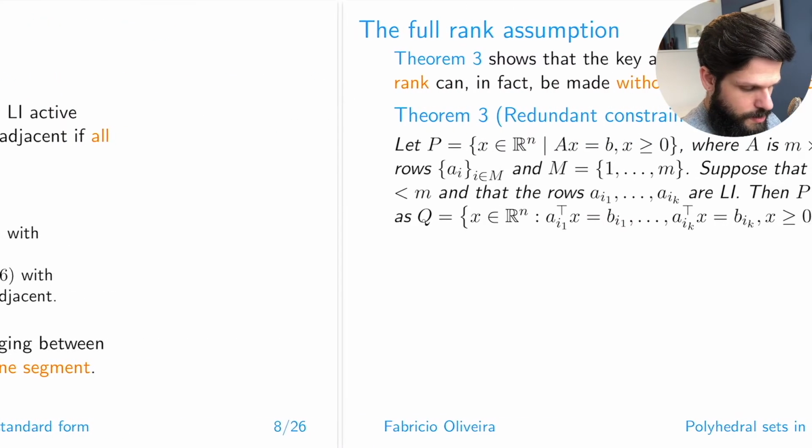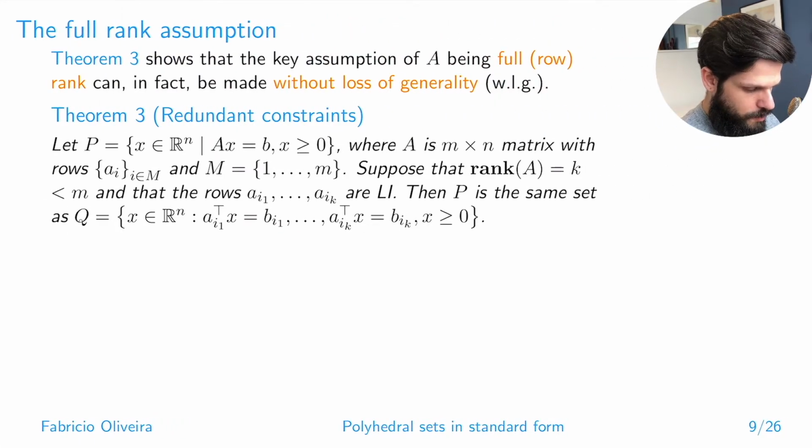Right. And the last thing before we wrap up this part is this full rank assumption. So basically, we are always saying that we assume that our matrix A has full row rank. So the rows are linearly independent. And the question you might ask yourself at this point is, what happens if not? What happens if one of my rows is actually linearly dependent?